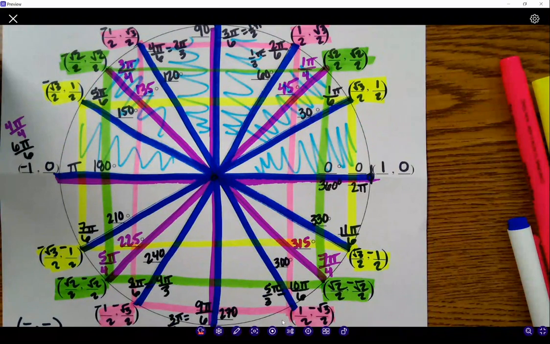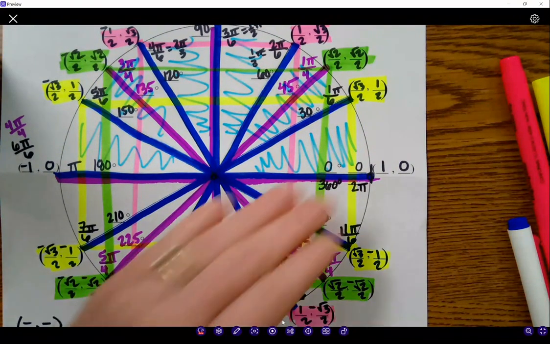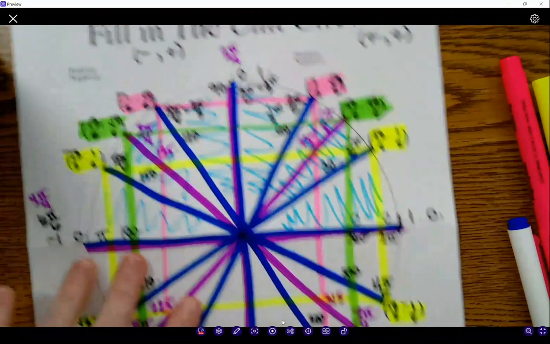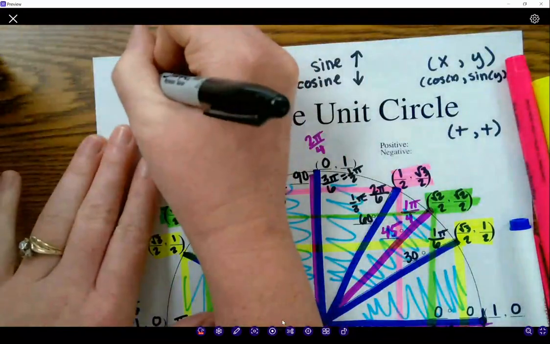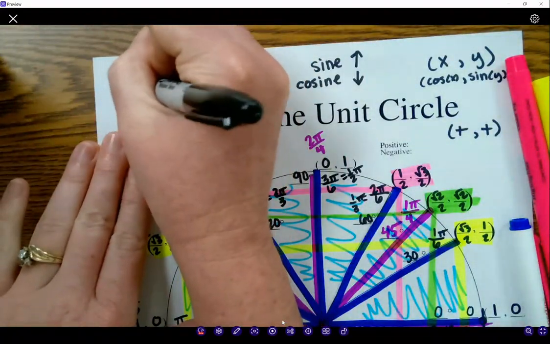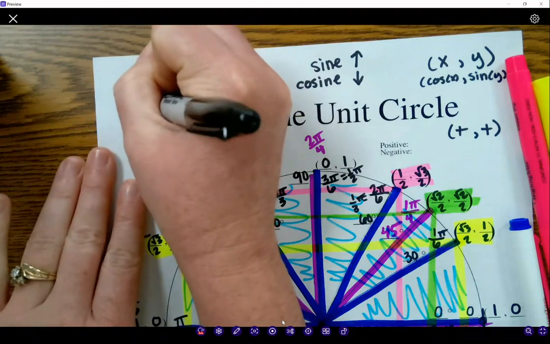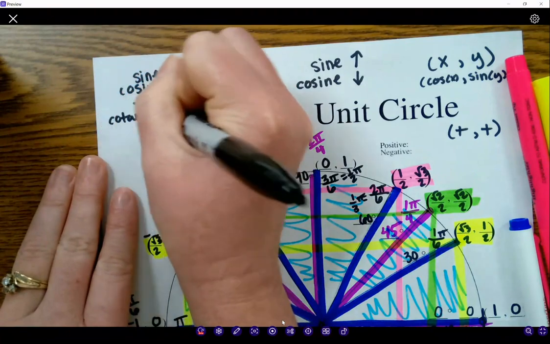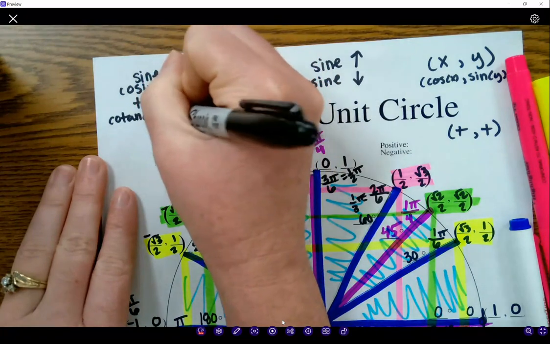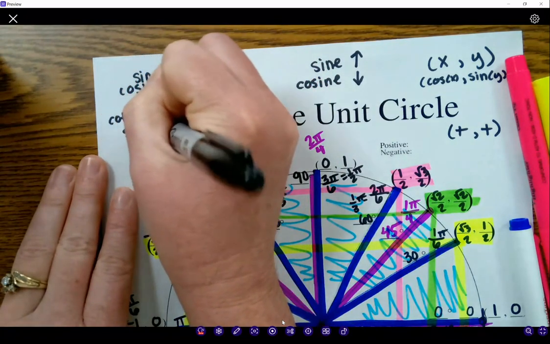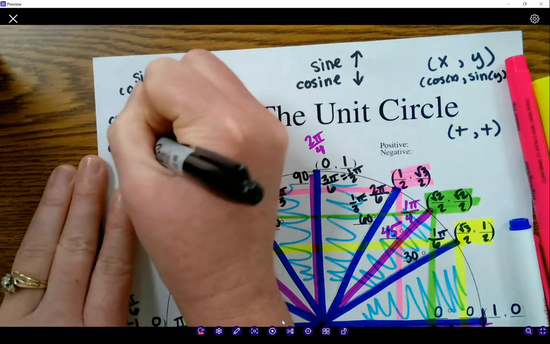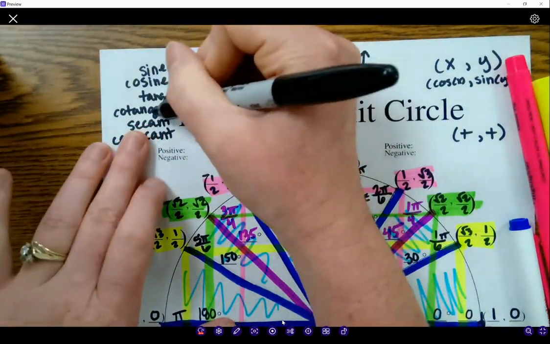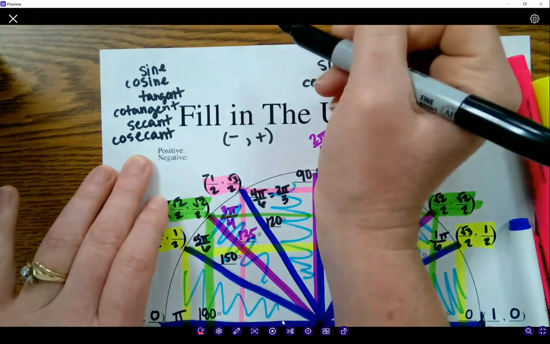We are going to expand a little bit further on it, and we're going to talk about which quadrants certain trigonometric functions are positive in versus negative, because we actually have 6 trigonometric functions. We have sine, we have cosine, we have tangent, we have cotangent, we have secant, and we have cosecant. Okay, sine and cosine are cofunctions, tangent and cotangent are cofunctions, secant and cosecant are cofunctions.